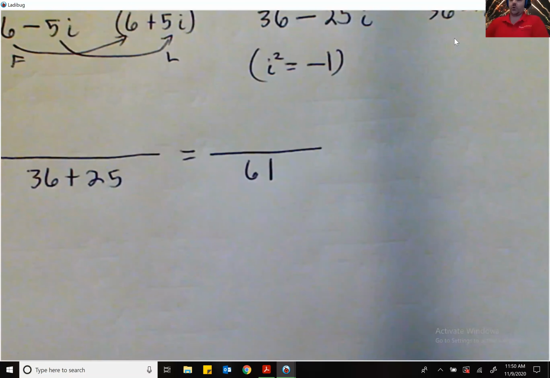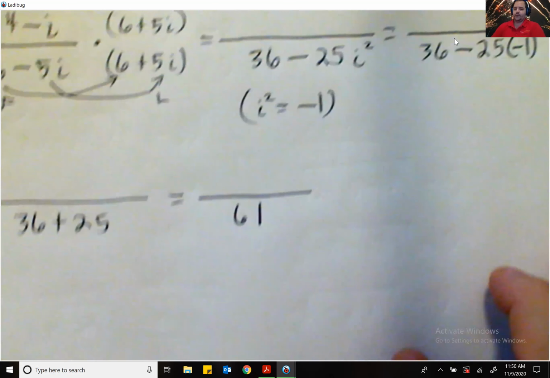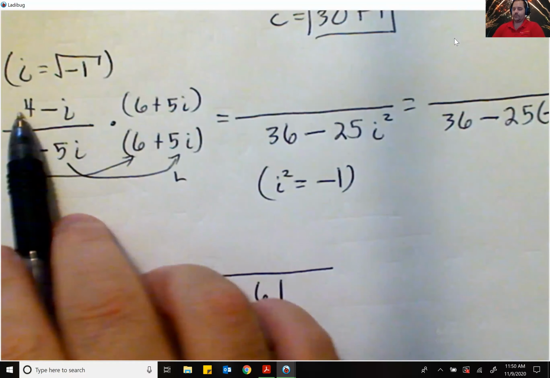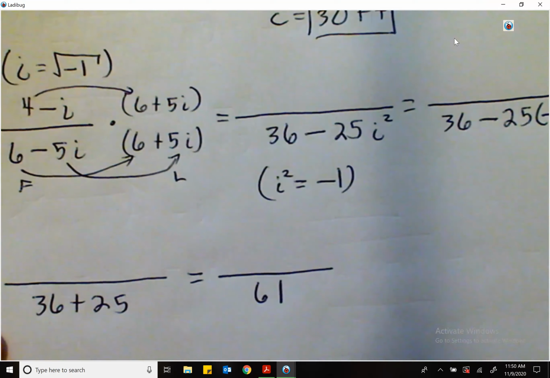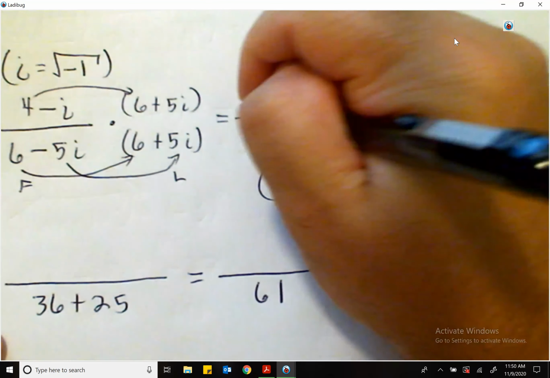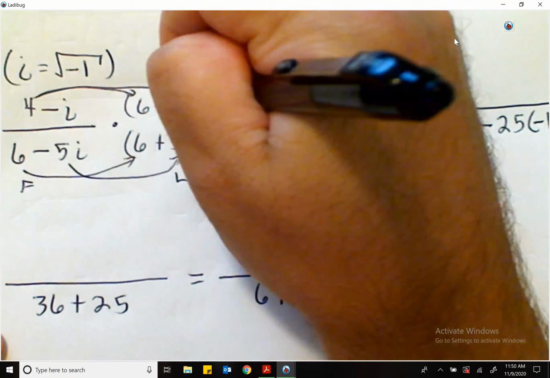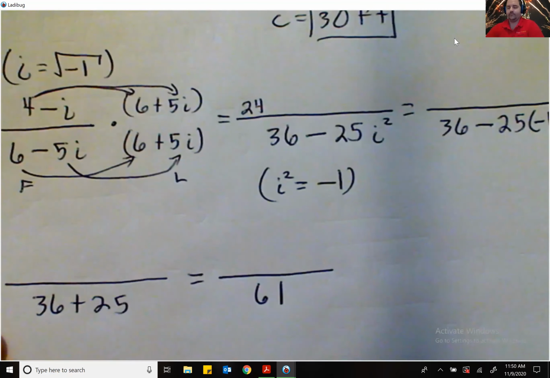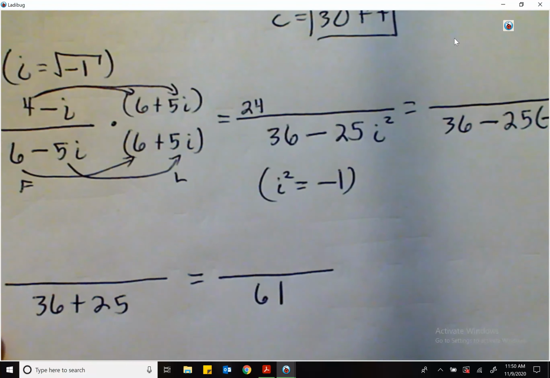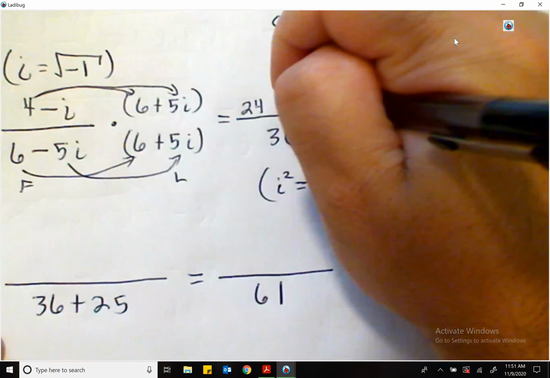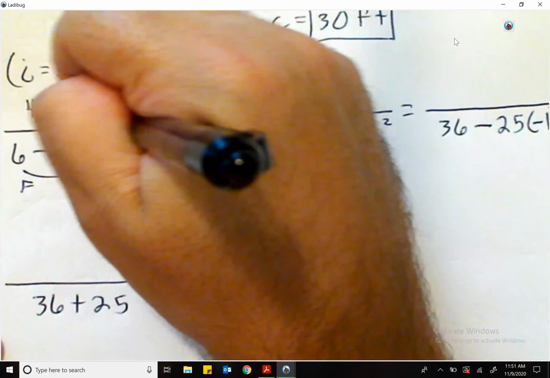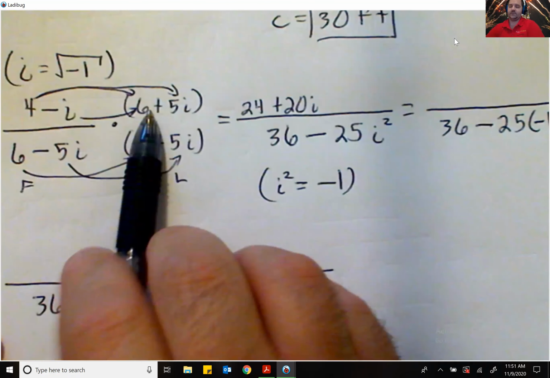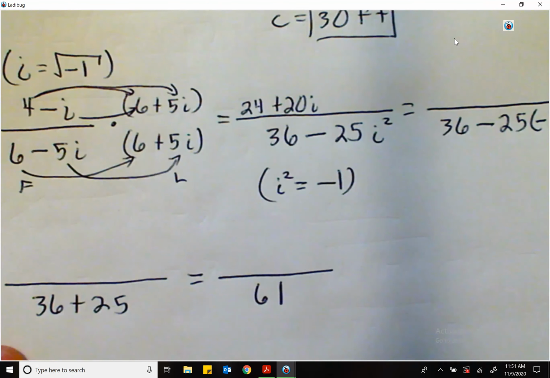All right, now let's work on our numerator. So up here, we're going to have to FOIL this out. So what's 4 times 6? 24, good. What do you get when you take 4 times 5i? 20i. Yeah, it's just like multiplying by a variable. 20i. What's negative i times 6? Negative 6i.